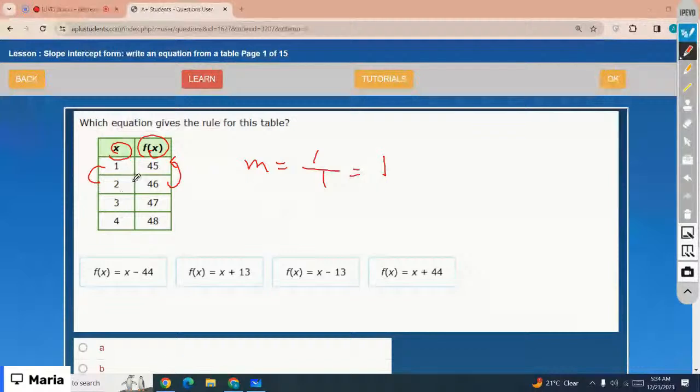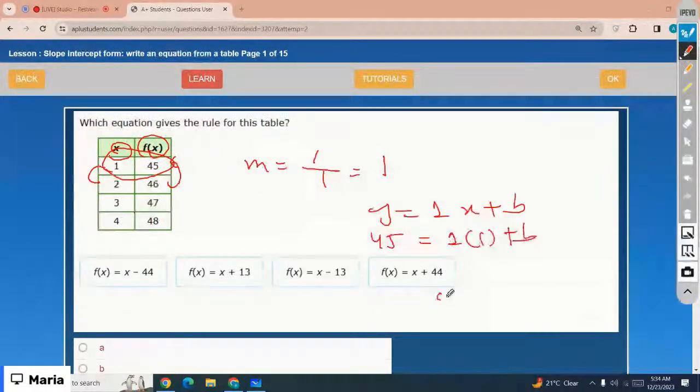y-intercept. You can use any point, but I'm going to use (1, 45). y equals slope 1 times x plus b. Using the point x is 1 and y is 45, 45 equals 1 plus b, so b equals 45 minus 1, that is b equals 44. That means the y-intercept is 44. So the equation is y equals 1x plus 44.